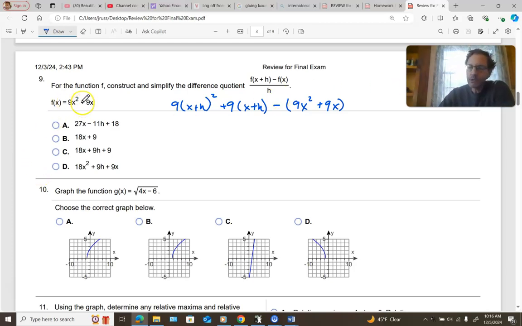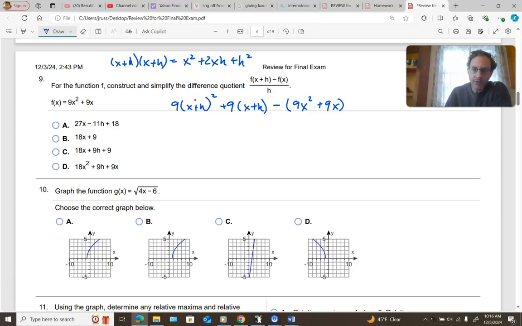Okay, so now we've got some expanding to do. So the first thing we need to do is expand this x plus h squared. You've got to remember that you're multiplying two binomials again, okay? So I'm going to do this real quick, guys. If you do all this, you're going to get x squared plus 2xh plus h squared.